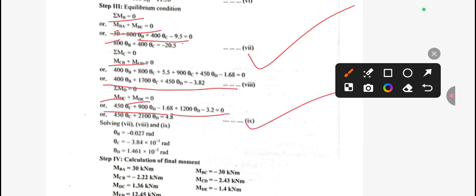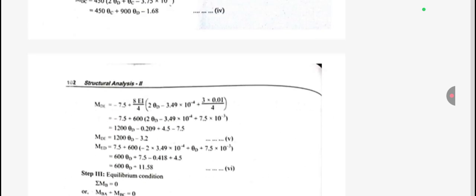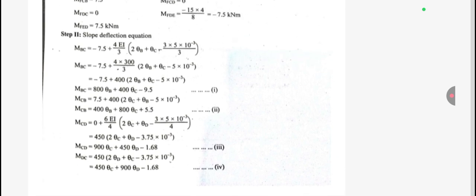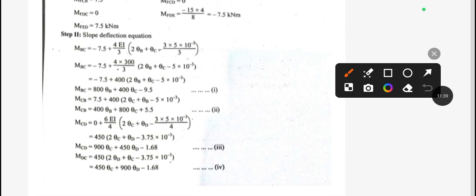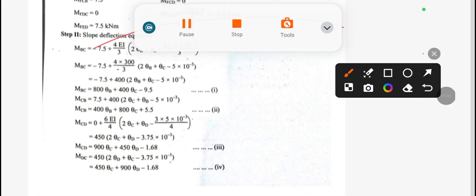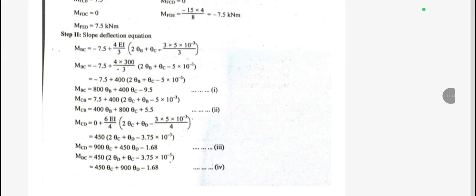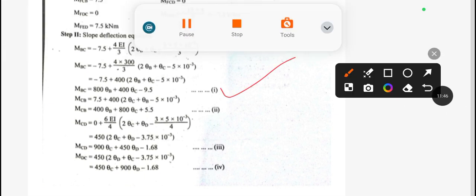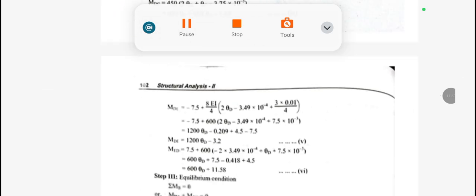And solving 7, 8 and 9, we get theta B, theta C and theta D. And now we need to replace all these values in the slope deflection equation, that is in step number 2. From equations 1, 2, 3 and 4, 5, 6, we get all the moment values.